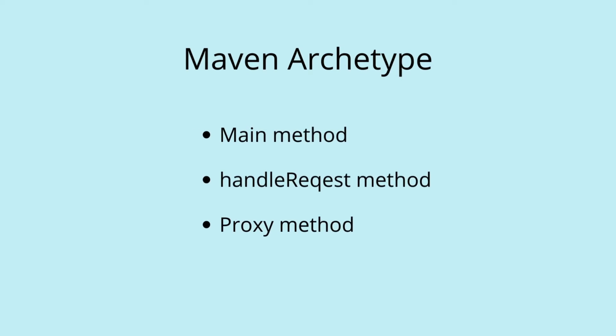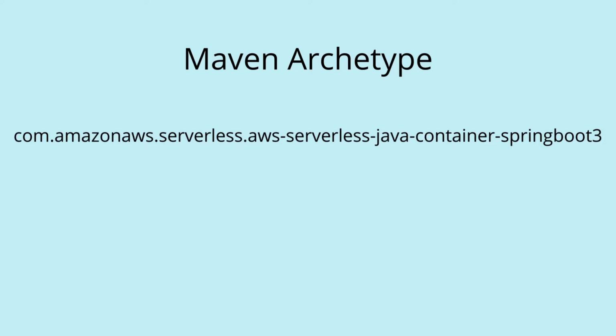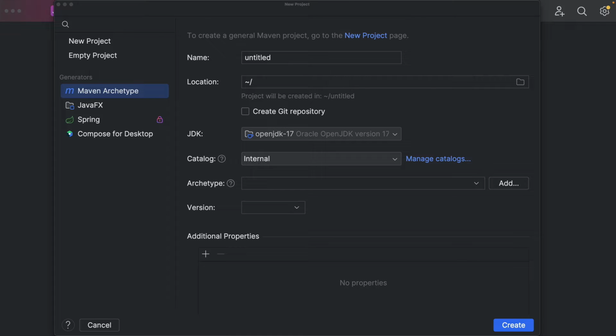It has the main method, the handle request method to accept the Lambda request, and a proxy method to forward the Lambda requests to the web endpoints. I will use the Lambda archetype for Spring Boot 3 project, but there are plenty of archetypes to run on AWS Lambda. I'm gonna create the project using only IntelliJ.